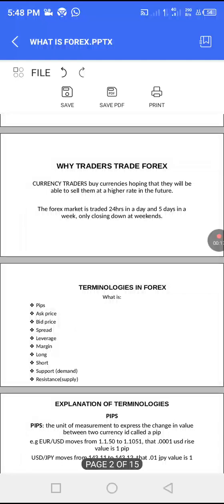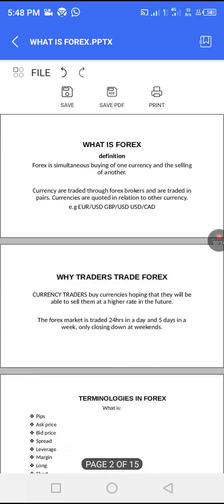So in this video I'd like to explain some terminologies in forex and tell you what forex is. So now, this is a brief note I have for you. What is forex? Forex is simultaneous buying of one currency and the selling of another. There's nothing much to say. Currencies are traded through forex brokers and are traded in pairs. Yes, currencies are quoted in relation to other currencies like the Euro USD, GBP USD, USD CAD. All these are traded in pairs.